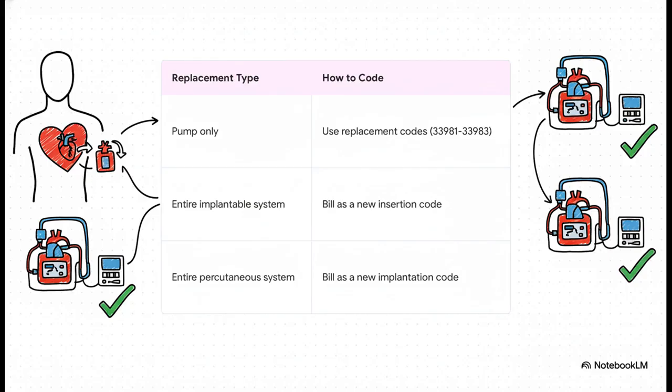Look closely. If only the pump gets swapped out, you're going to use those specific replacement codes you see in that top row. But, and this is the part that gets people, if the entire system is replaced, you basically hit the reset button. You code it as a brand new insertion, and you do not report a separate code for the removal. It's just considered part of the whole replacement job.